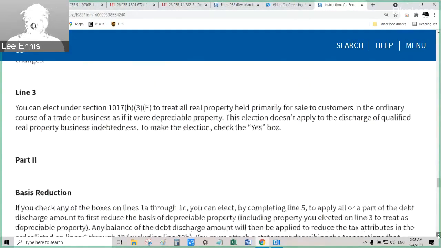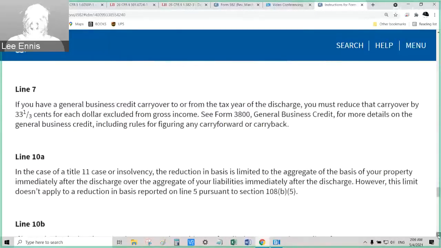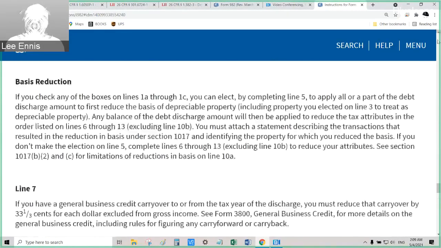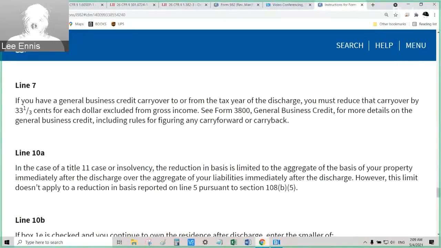As basis, we could talk about that too. Wait, it's line 10. Oh, it skipped on me. There we go. If you have a general business credit carryover, you reduce the carryover by a third for each dollar excluded from gross income. So if you reduce your 1099-C by $3,000, then you have to reduce your credit by a third. So you would still have a $2,000 capital loss, but you won't pay any taxes on the $3,000 1099-C. I said that right. Okay. Just wanted to make sure.